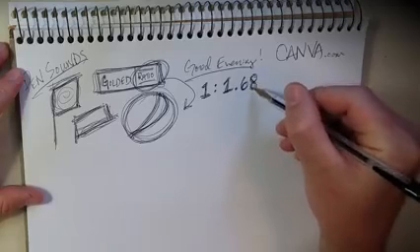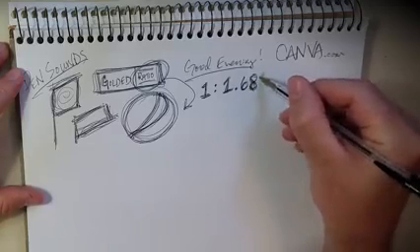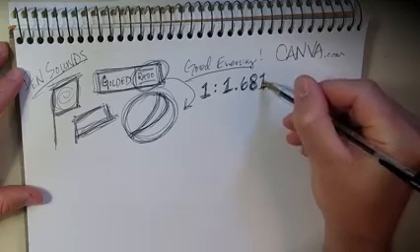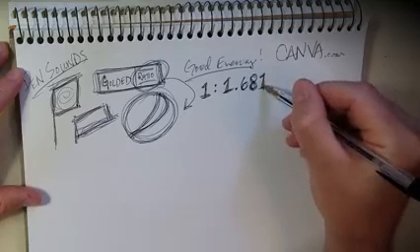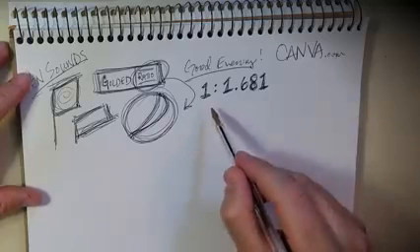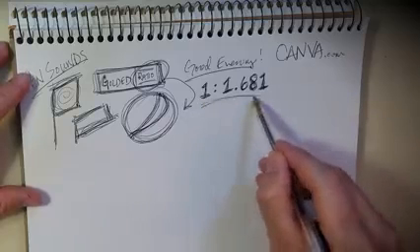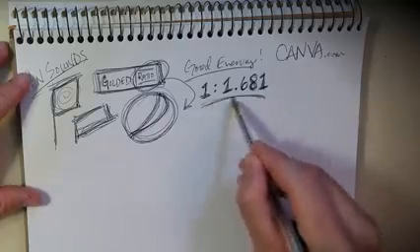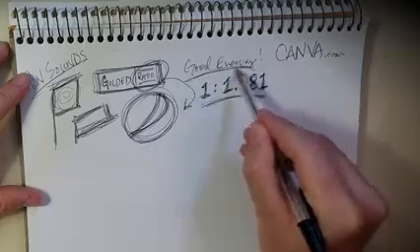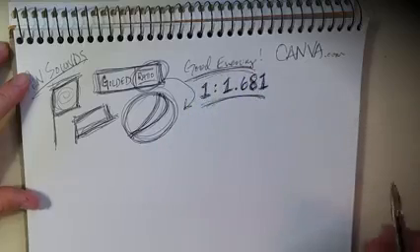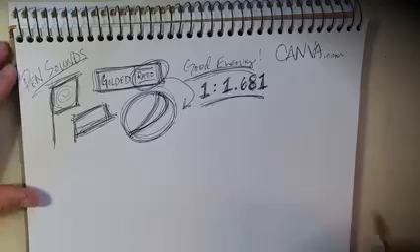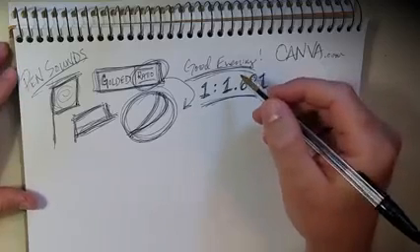I'll just do 2 circles. I usually don't do that, but I'm feeling crazy. I'm feeling wild tonight. Okay, I'm in rare form. So that is the golden ratio.